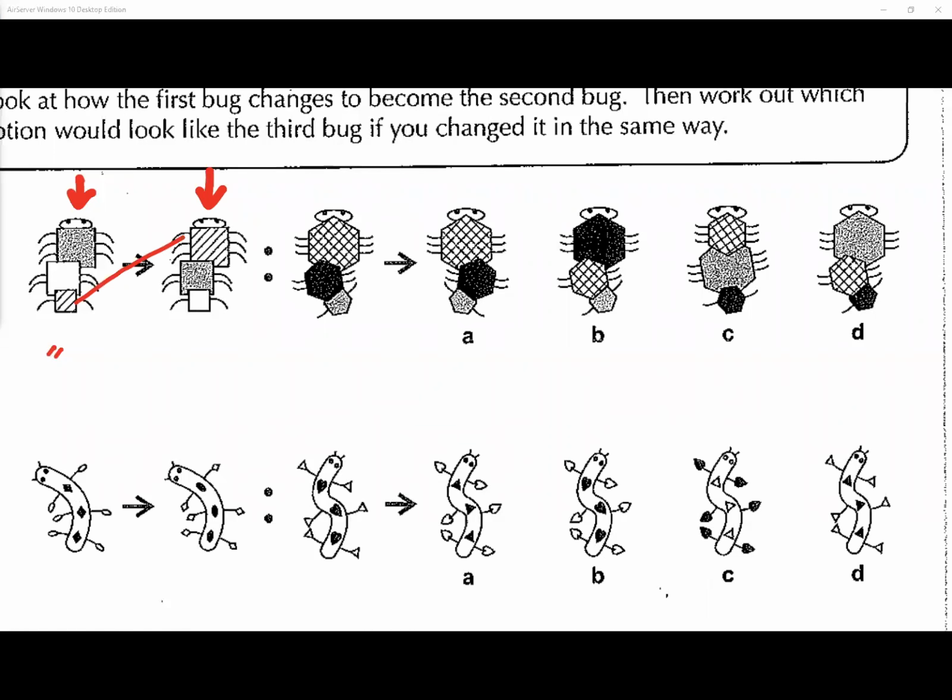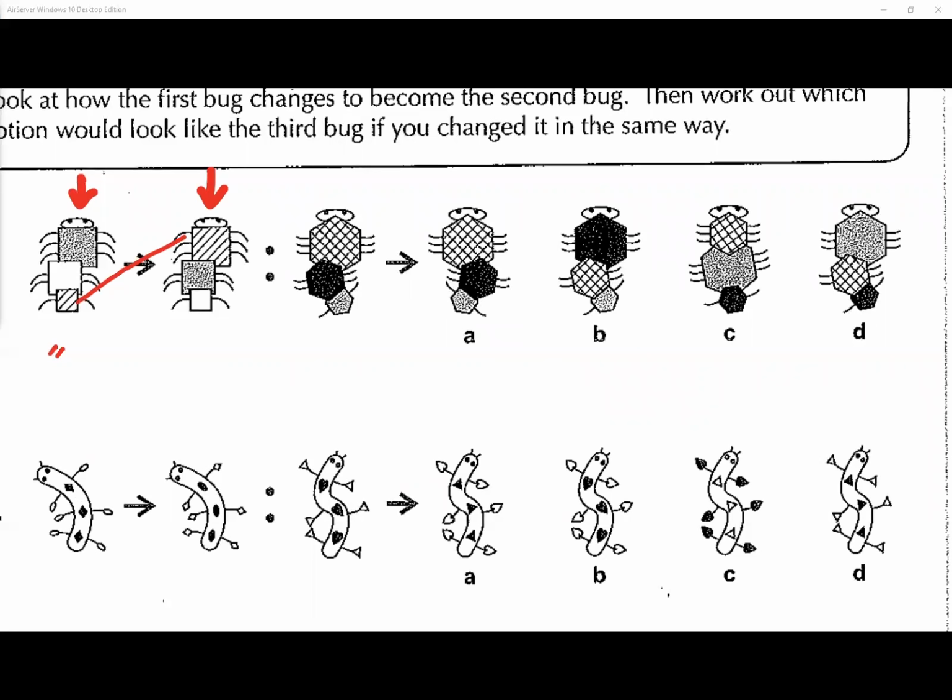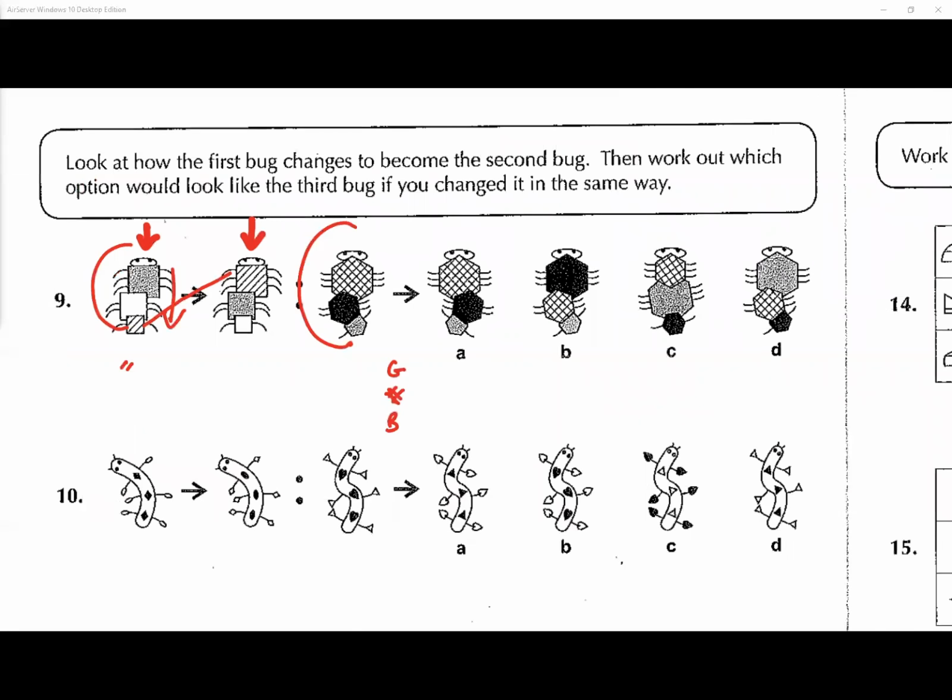So the bottom one goes to the top, and then everything else moves down. So in this shape here, we have to move the bottom one to the top, and all the shades move down. So we need a gray on the top, and then we have the checkered lines, and then we should have the black on the bottom for question number 9.